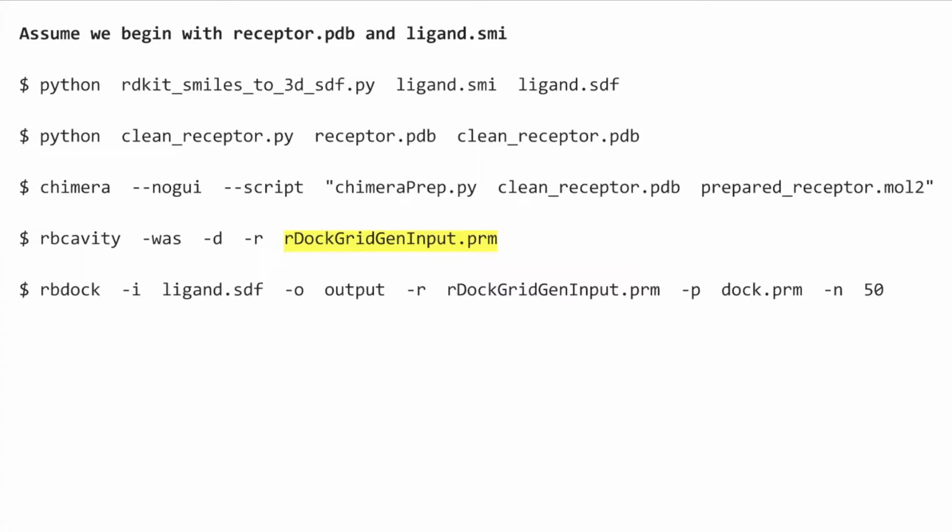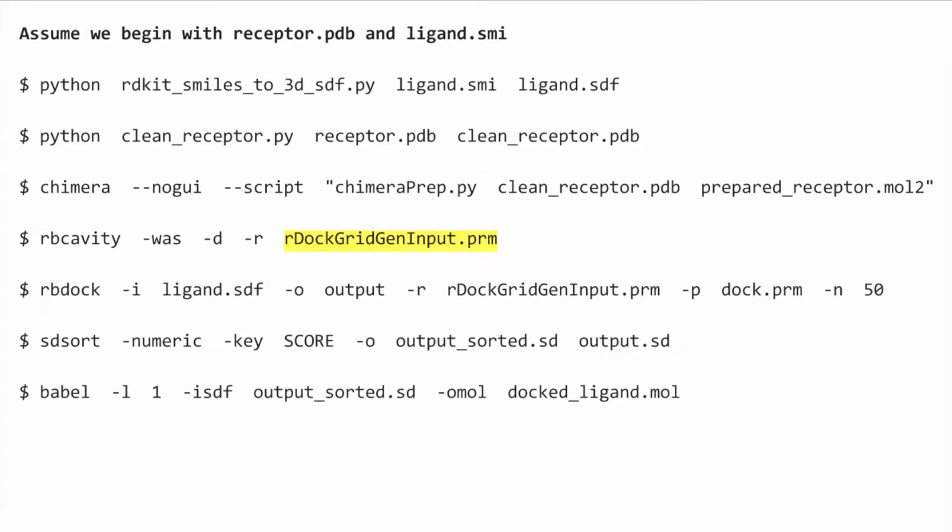Here's the docking command. dock.prm is a built-in file that comes with rbdock, so we don't need to generate that. At present, CELPP only wants your single best guess. So while rdock generated 50 potential ligand poses, we're going to sort the output to put the best scoring molecule first. Now we'll use the open source conversion program Babel to take the first molecule from the file, convert it to mol, and name it properly.